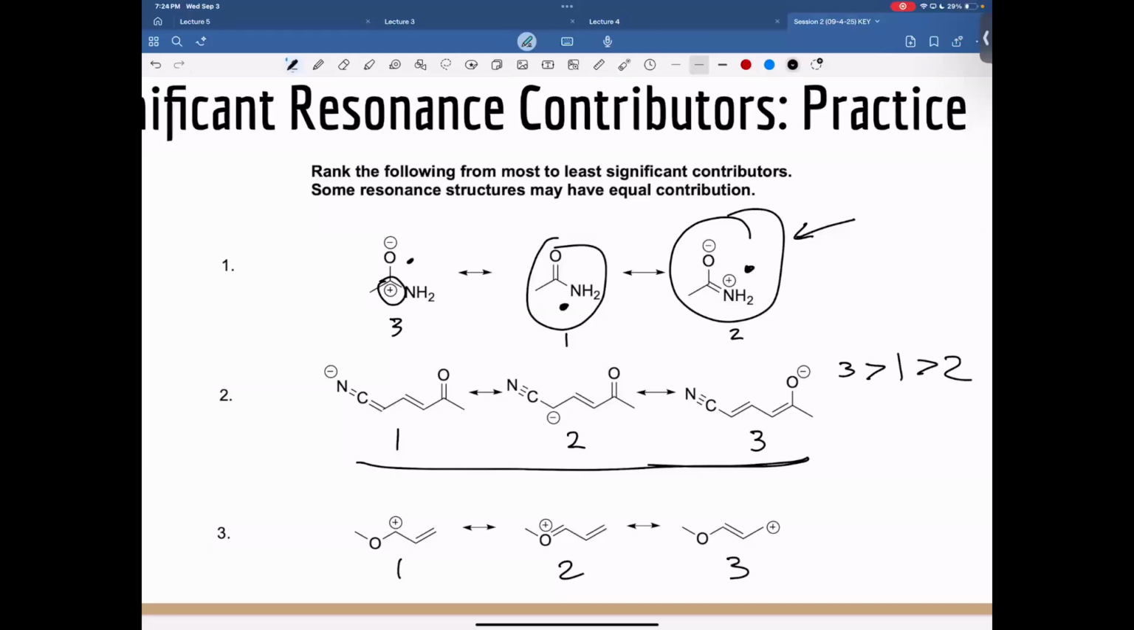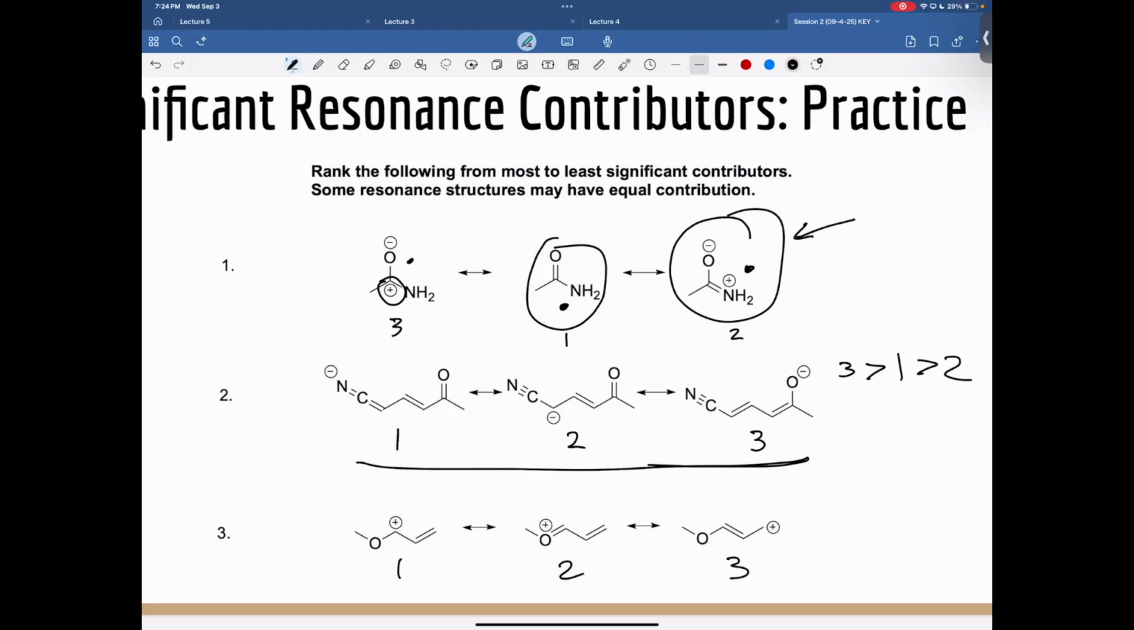Let me ask it this way then. Who thinks 1 is the most contributing? No one? Who thinks, oh, Ashton. Who thinks 2 is the most contributing? Okay. Who thinks 3 is the most contributing? Okay.